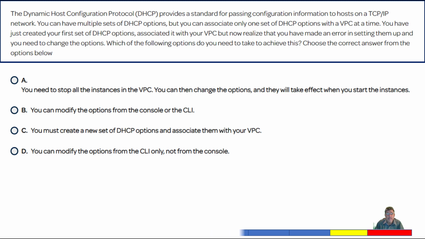You need to stop it. You need to modify it. You need to create a new set, or you could only use the CLI to modify it. What do you think? DHCP options are very difficult to modify. So really the only way to change it is to create a new set. So we can see, how'd you do? Keep going. Keep it moving.